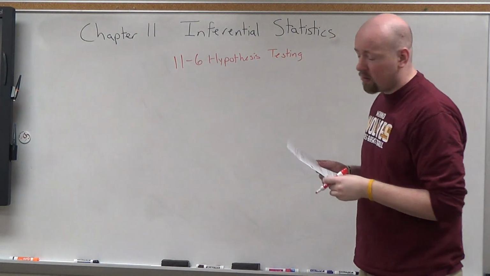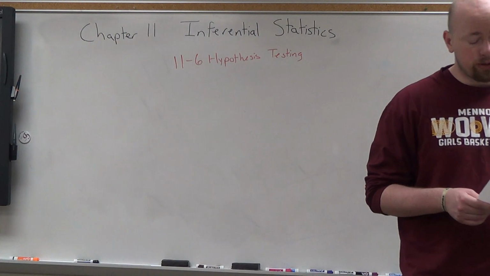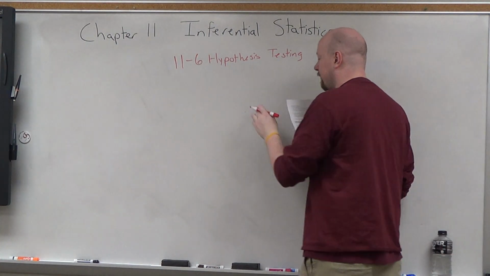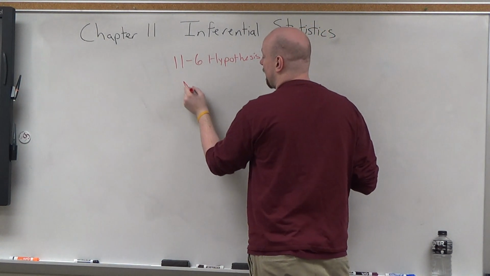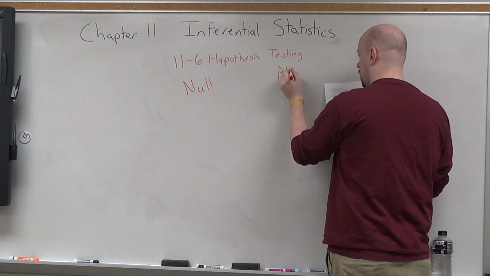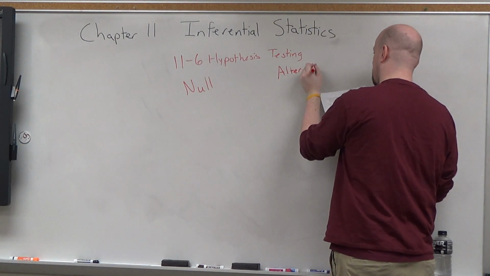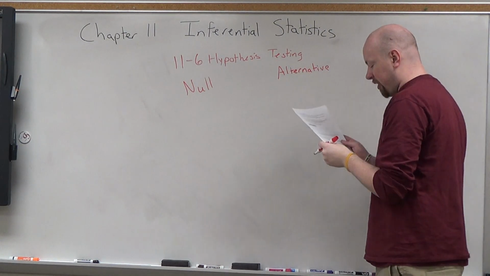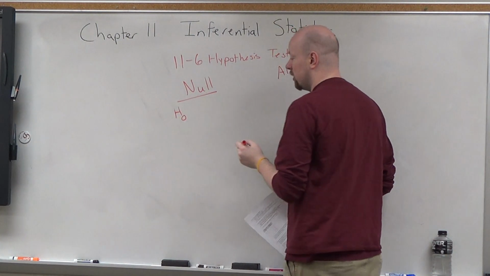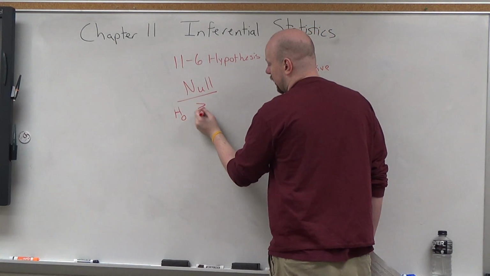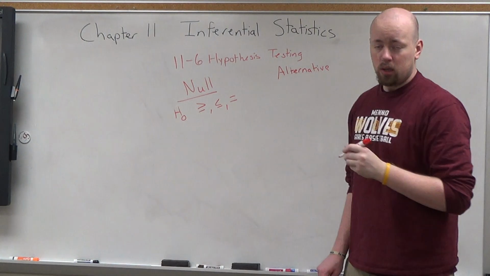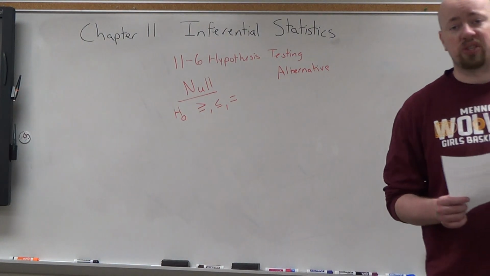So if any of you go on to do statistics in college, stuff like this. First, it's going to have two different types of hypotheses. You're going to have the null, and you're also going to have the alternative. The null is represented as h sub 0, and this includes your less than or equal to, greater than or equal to, or your equal sign. Your null hypothesis will always be those things.